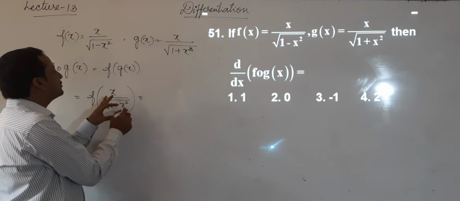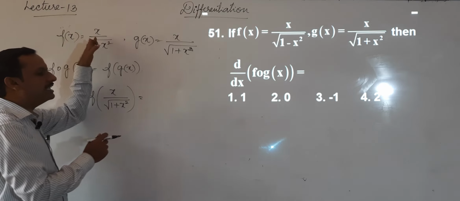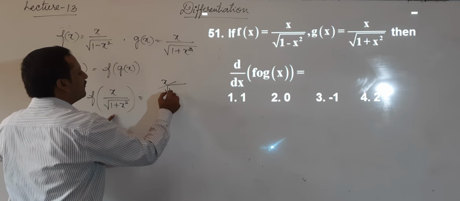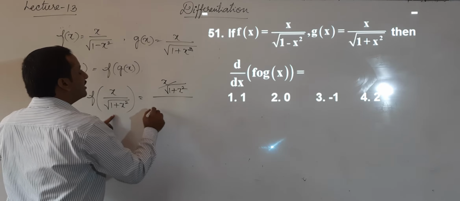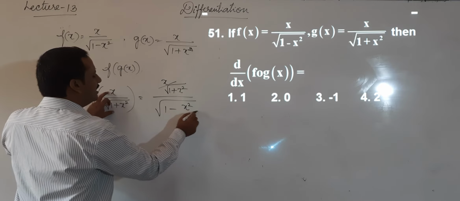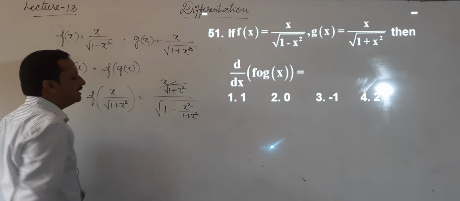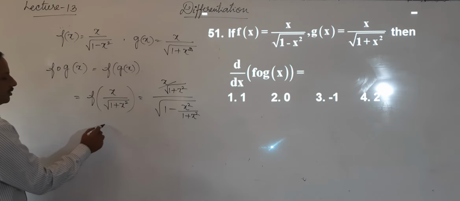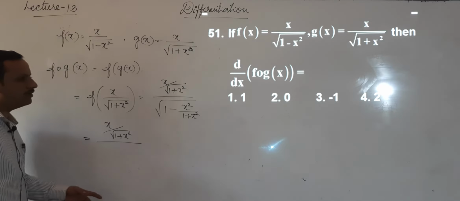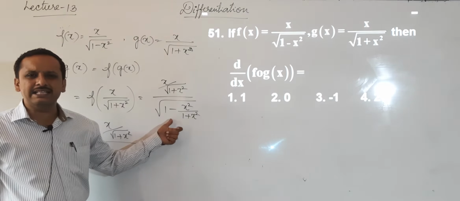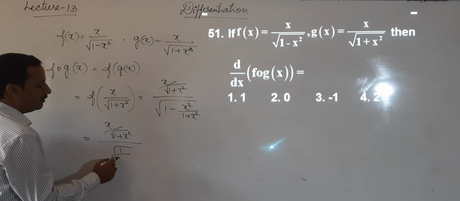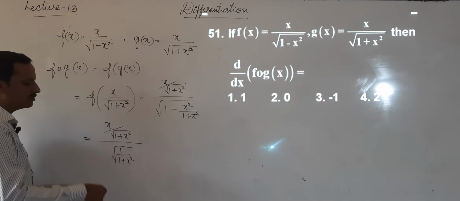Now f of this expression: replace, wherever there is x, by this factor. We get x by root of 1 plus x square divided by square root of 1 minus x square, that is x square by 1 plus x square. This is equal to x by root 1 plus x square whole divided by, here what do we get? 1 plus x square is the LCM, 1 plus x square minus x square gets cancelled, root of 1 by 1 plus x square, and that root 1 plus x square gets cancelled.